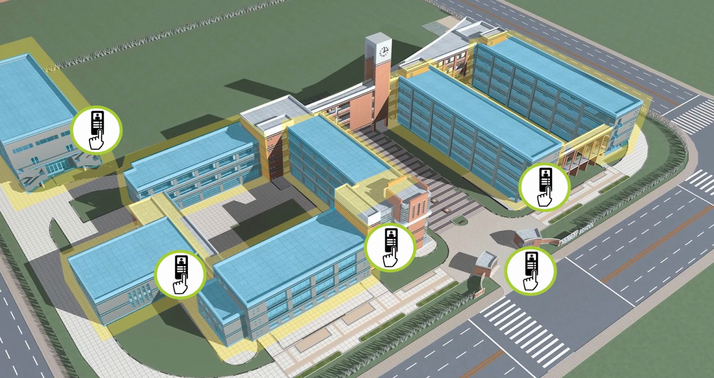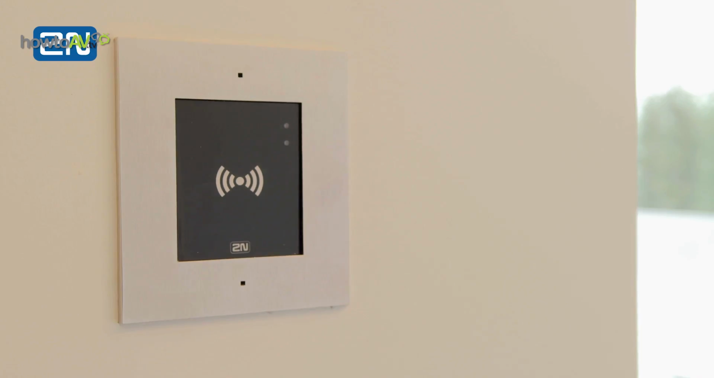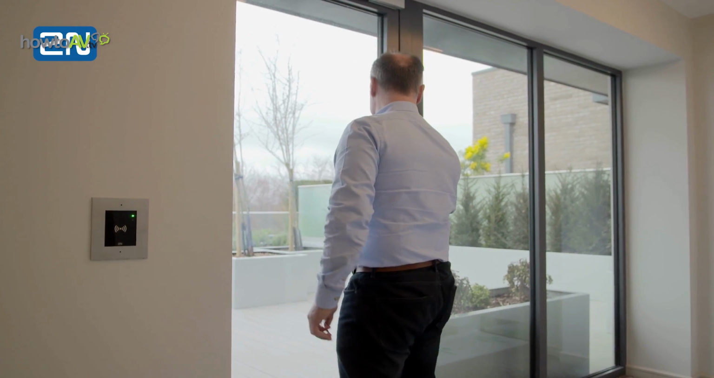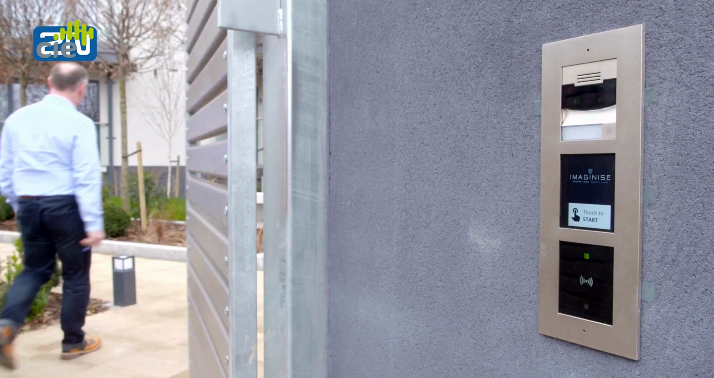So every job is different. Some have access control, some don't, some do have CCTV. So it may be the addition of access control, it might be the addition of intercom. So it's really making the best of what the client's got with a limited amount of spend. Education particularly has very, very limited budgets.